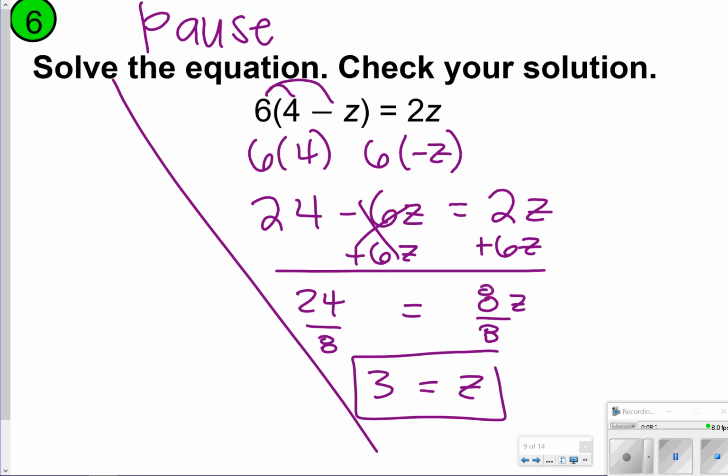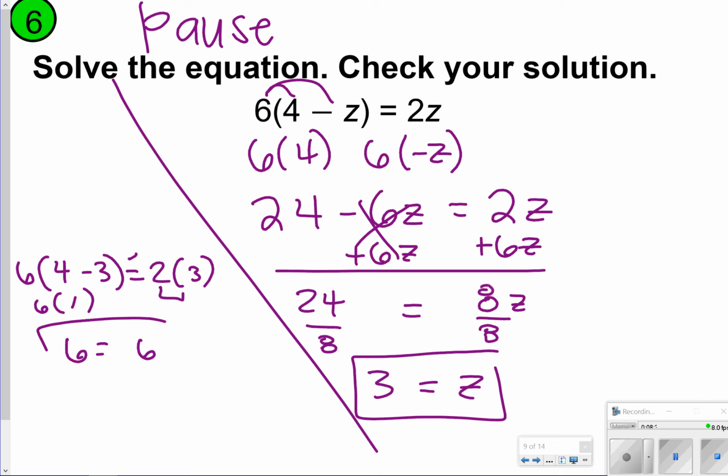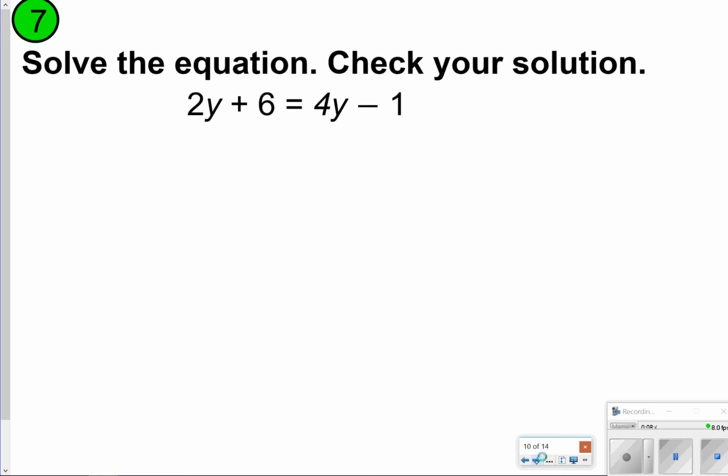Again, to check your solution, just plug in 3 to the original problem. I know 4 minus 3 is 1, and 6 times 1 is 6, and then 2 times 3 is also 6. That means we got our solution correct. Here's number 7. Again, let's go ahead and pause, try it. Just having you try a bunch of these so you're getting used to them.